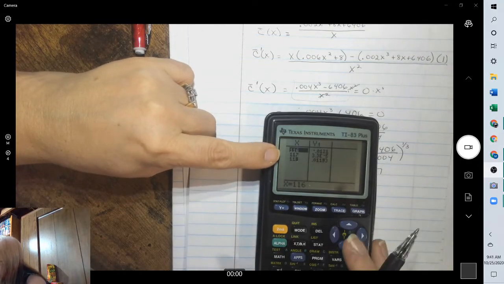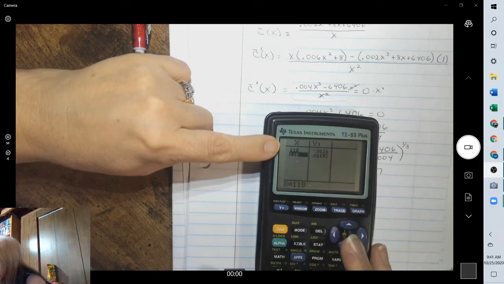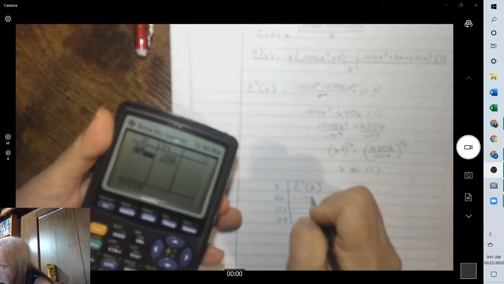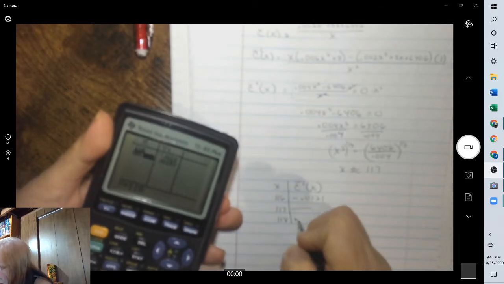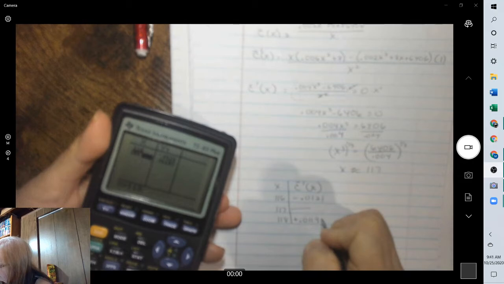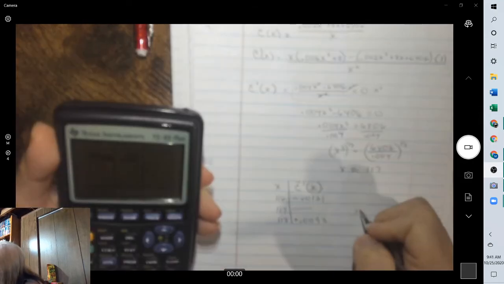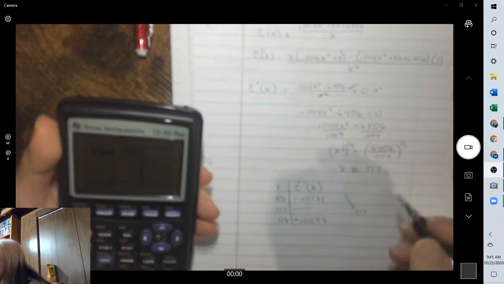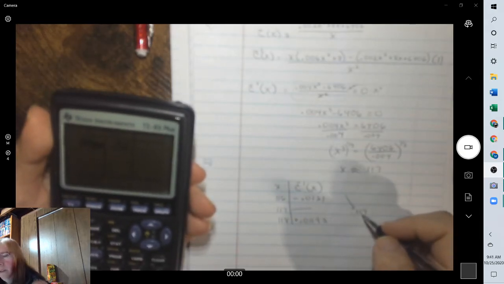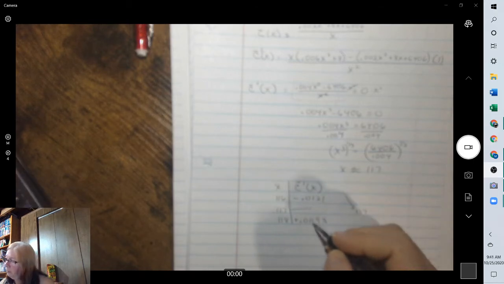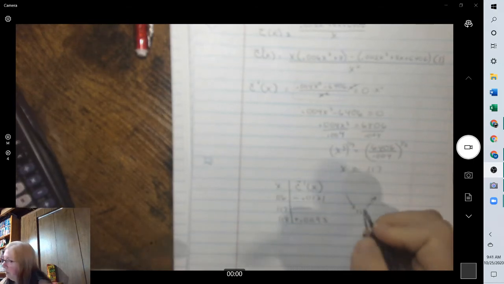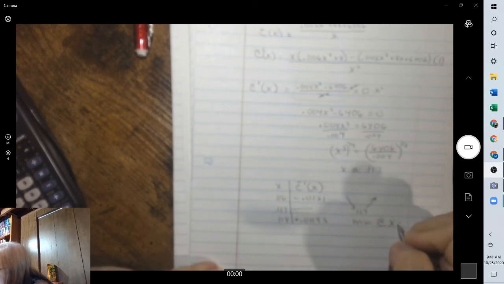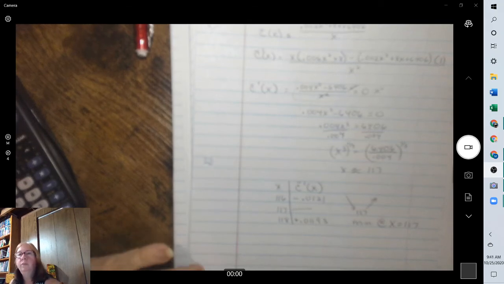We plugged in 116. We really didn't need the 117. But 116 was negative. This one was positive. What that means is the negative tells us it's decreasing. We know this is a critical number, so increasing and decreasing change here. This one tells us it's increasing, which means this will give us a minimum. So we have a minimum at x equals 117.